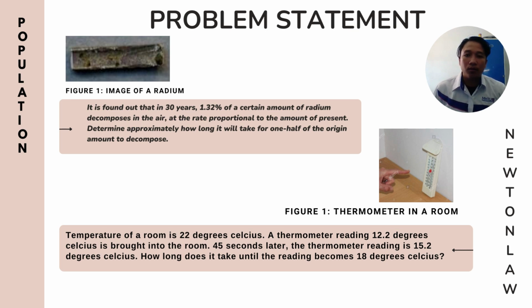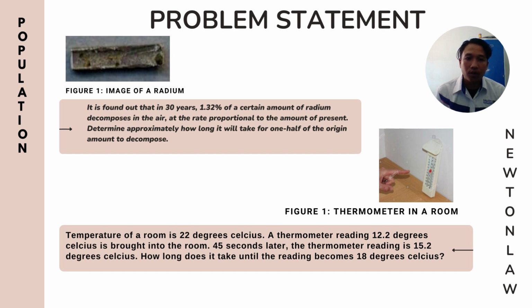From my part, from PBL of Met Engineering, I will introduce the problem statement. The first question is about a population. This is figure 1, the image of radium. The question: it is found out that in 30 years, 1.32% of a certain amount of radium decomposes in the air at a rate proportional to the amount present. Determine approximately how long it will take for one half of the original amount to decompose.